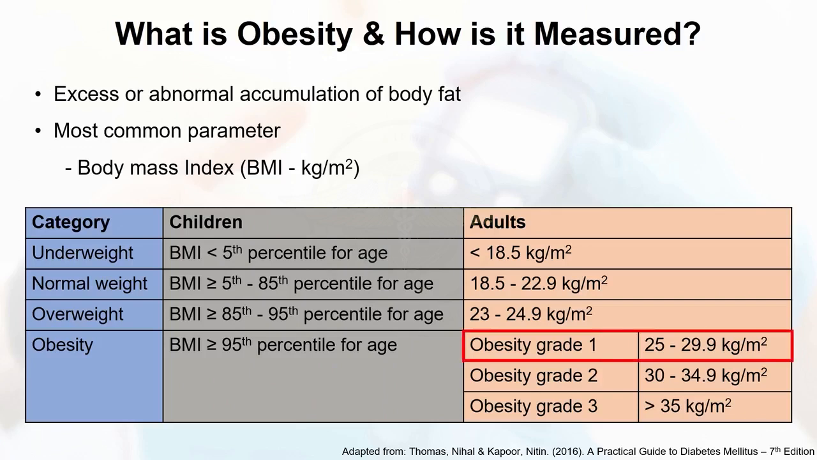Of course, in adults it's very simple to remember: less than 25 is normal, and grade 1 obesity is between 25 and 30. So, obesity grade 1 to 3: 25 to 30, 30 to 35, and more than 35. More than 40 is morbid obesity, where you usually need bariatric surgery to correct the obesity.